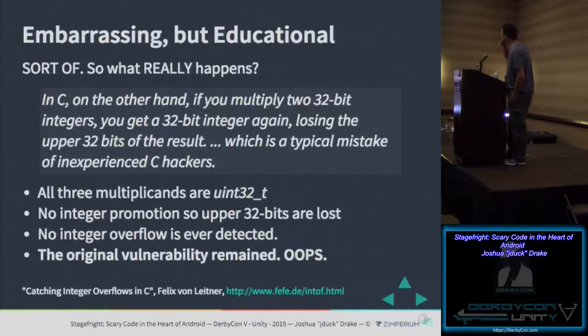And here's a quote from one of the wizards out there in C programming. He says, in C, on the other hand, if you multiply these 32-bit numbers, you get a 32-bit number again, and you lose the upper half anyway, which is exactly what happens with an integer overflow. So that check actually did nothing at all. It just made an integer overflow occur twice, once for the check and once for the allocation. So we got that one. Yeah, so anyway, that's embarrassing but educational, right?